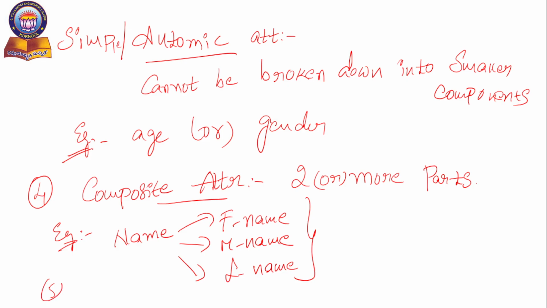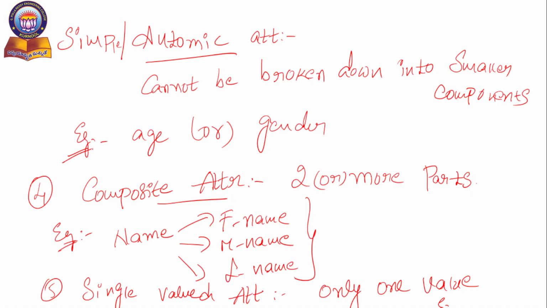Next, coming to the fifth one, single valued attribute. What is meant by the single valued attribute? It means an attribute that takes only one value. Example, roll number. Composite attribute will be represented like this, because this can be broken down into two or more parts. Single valued attribute can be represented by the same ellipse symbol with an underline.